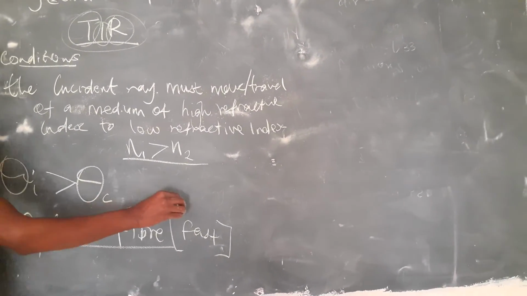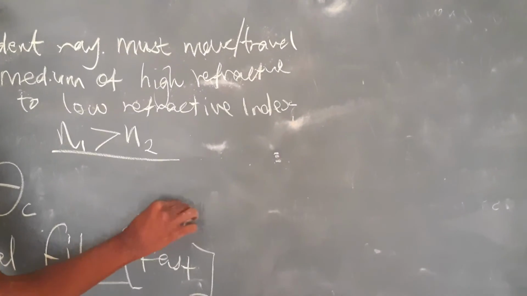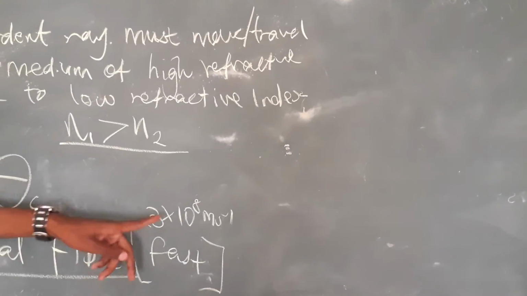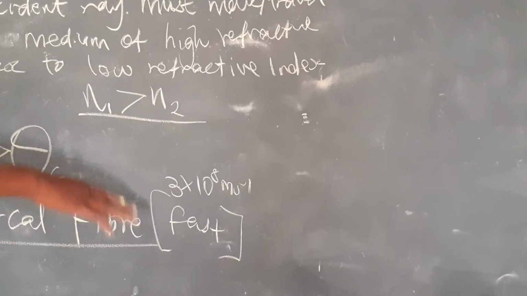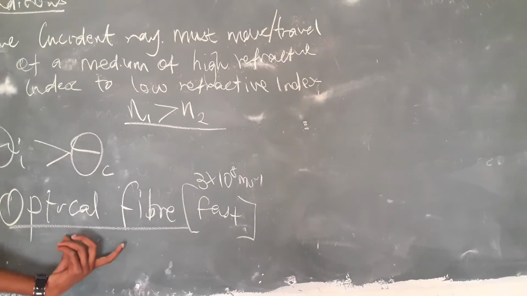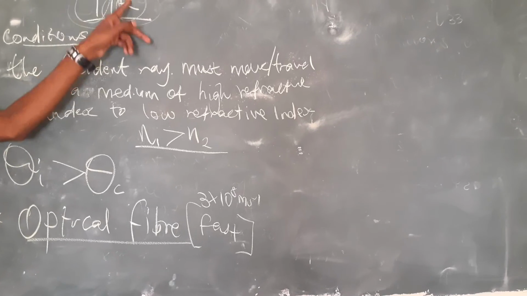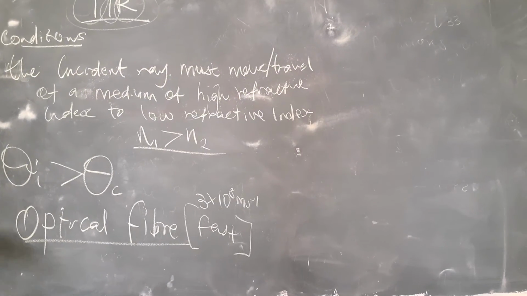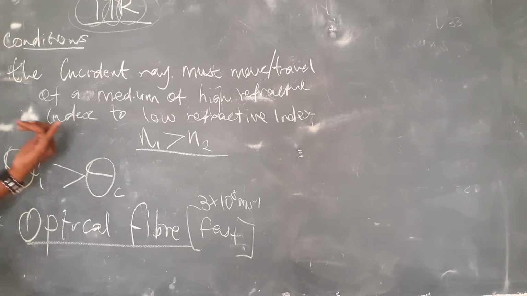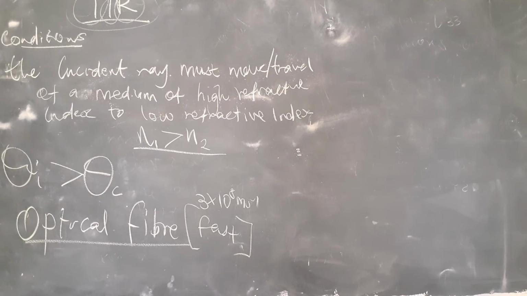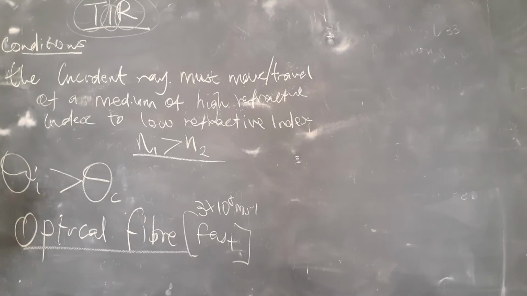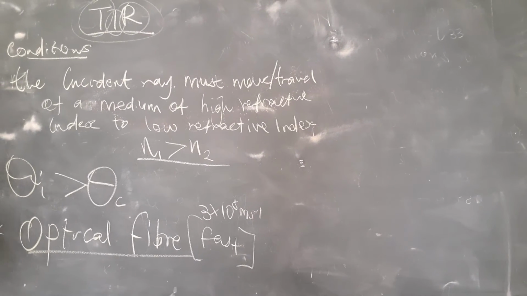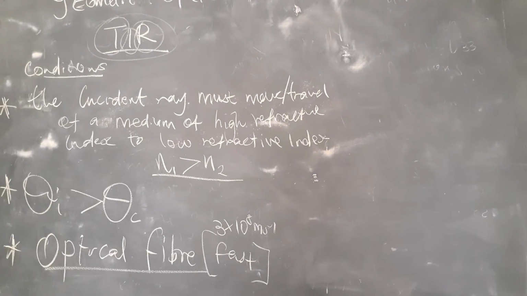It is fast because the light is traveling at 3 times 10 to the exponent 8 meters per second. So the speed of light in that medium is still 3 times 10 to the exponent 8. Optical fiber is an instrument used for total internal reflection, for telecommunication and medical instruments, where we use them to communicate with each other, or to scan or see parts inside people. So this is total internal reflection.